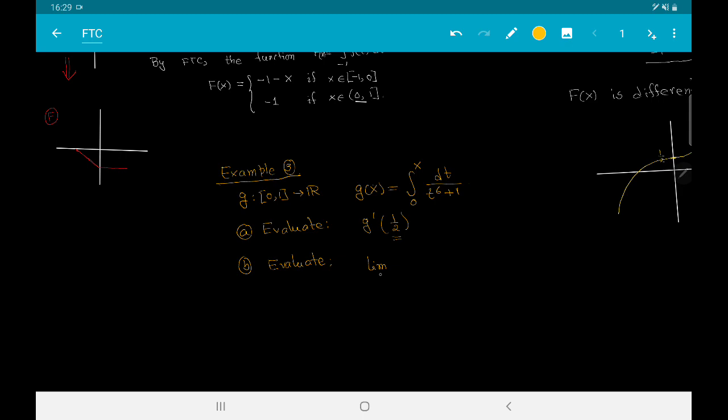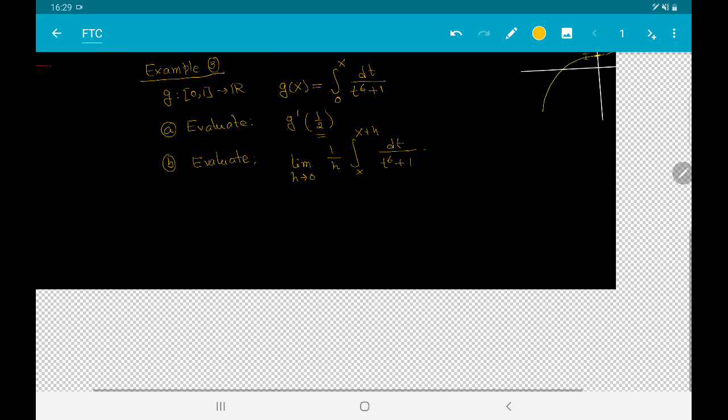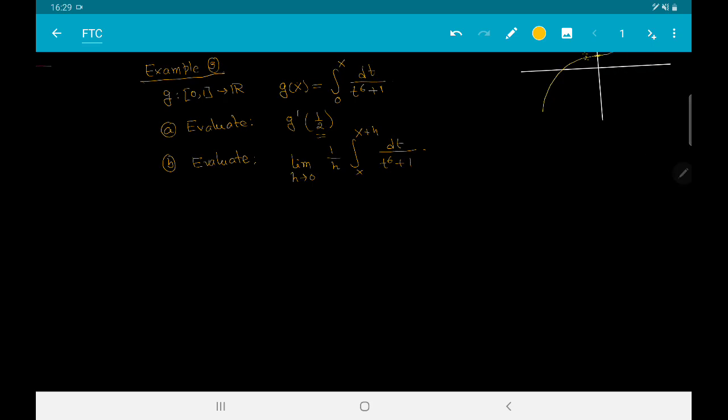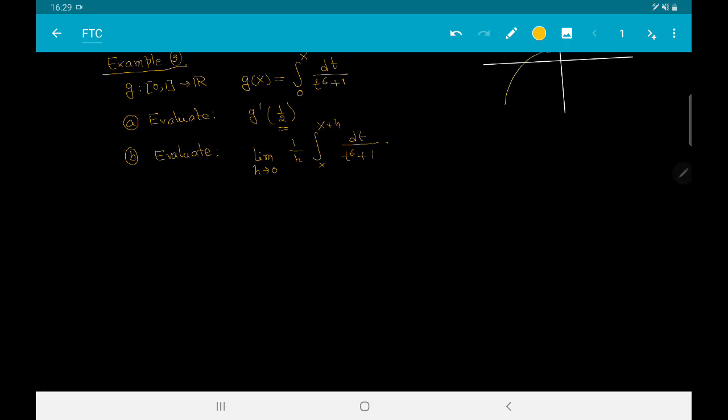And the next part asks us to evaluate the following limit: h tending to 0, 1 by h times the integral from x to x plus h of dt by t to the power 6 plus 1. At this point, feel free to pause this video for a while and try to work out this example. If you can on your own, I'm sure that many of you will be able to do this example, but now let me do it.